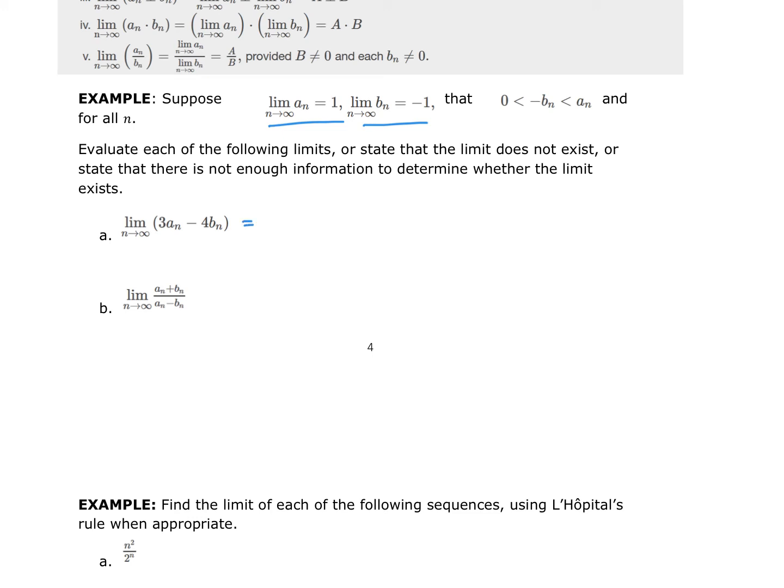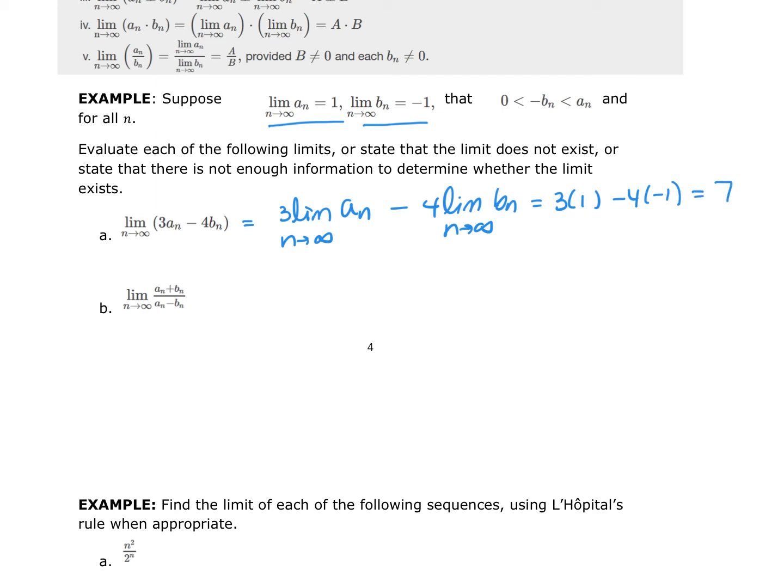So using our rules up above, this is going to be 3 times the limit as n goes to infinity of a sub n, minus 4 times the limit as n goes to infinity of b sub n. So it's going to be 3 multiplied by 1 minus 4 multiplied by negative 1, which gives me 7.